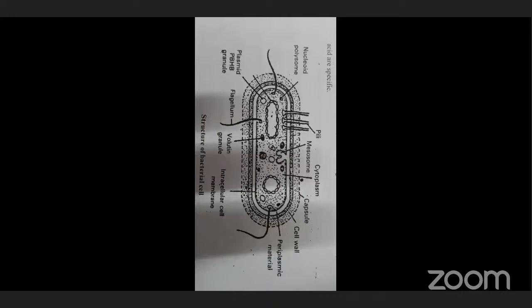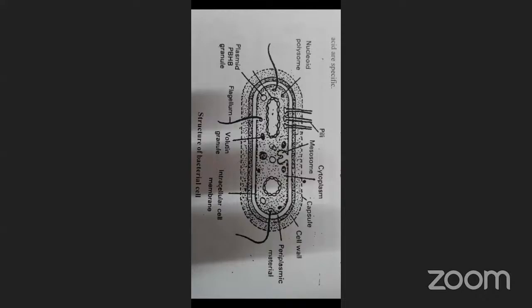So these enfoldings are known as mesosomes. They were considered as the site of cell respiration. Mesosomes play a role in the cross wall formation and DNA replication also. Okay. Next, cytoplasm.